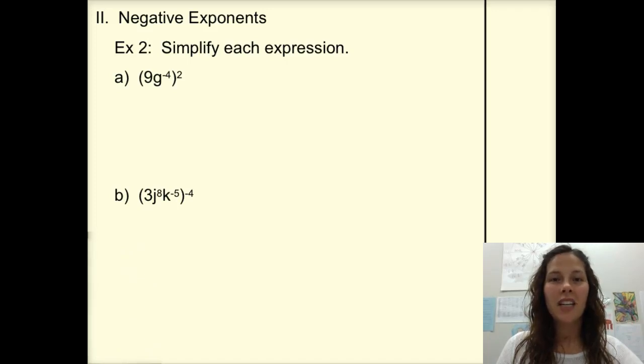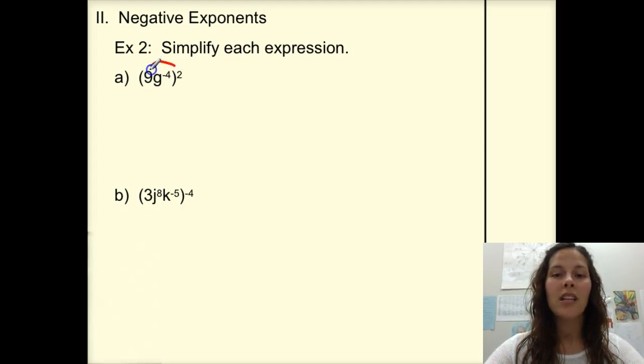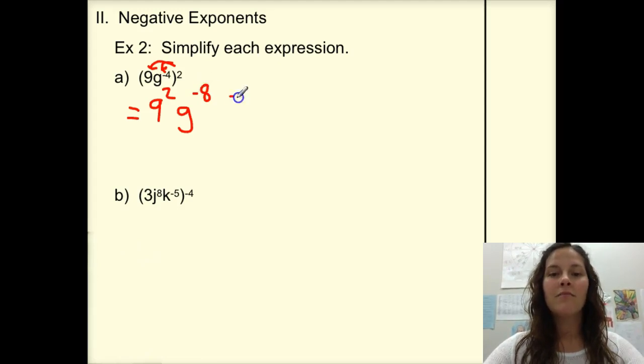Next up, we have negative exponents. Again, pay close attention. These are the ones I see the most mistakes with. So we're starting off with our power of a power rule. Again, I'm distributing that 2 to the 9 as well as the g. So we have 9 squared times g to the negative 4 times 2, or negative 8 power.